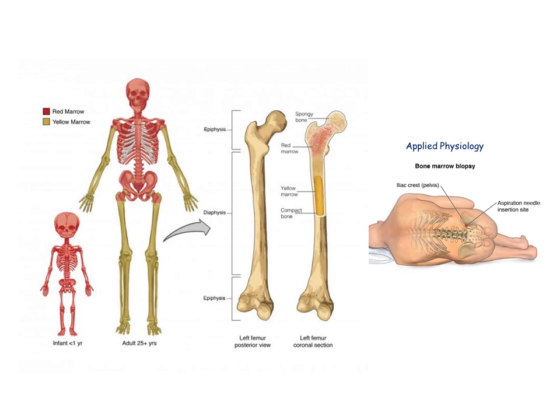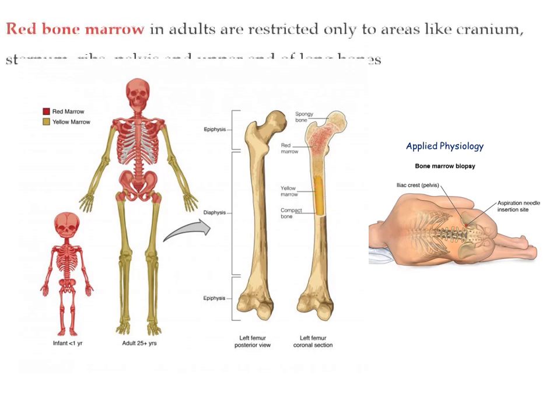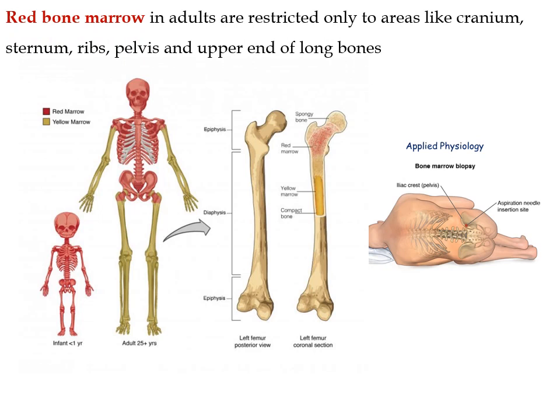Whereas in the case of an adult, most of the red bone marrow will get replaced by yellow bone marrow due to accumulation of fat. You can see in this picture, the red bone marrow is restricted only to the tips, whereas the central areas are mainly yellow bone marrow. So these are the locations where the red bone marrow is restricted in an adult: the cranium, sternum, ribs, pelvis, and the upper end of long bones.